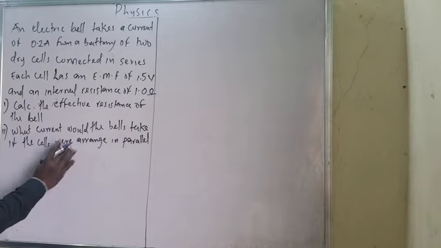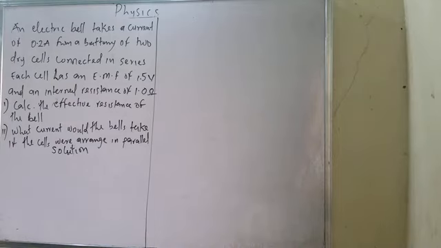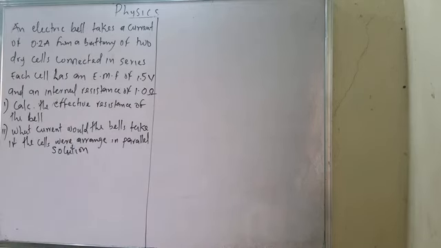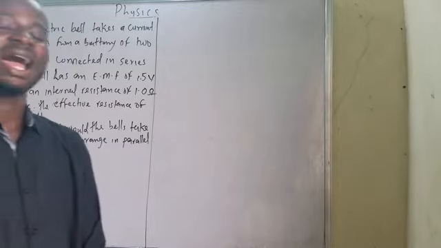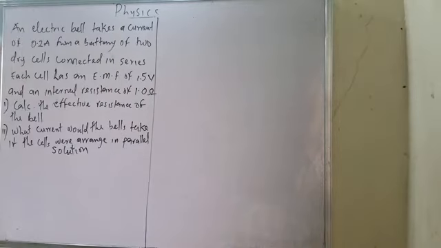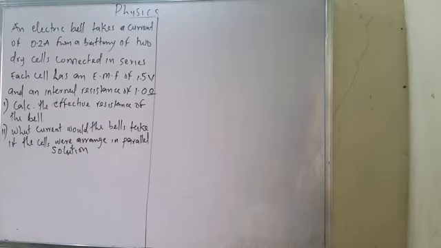Solution to this question. There are two questions. The first one is: calculate the effective resistance of the bell, and what current would the bell take if the cells were arranged in parallel. From the beginning I've explained series and parallel connections, for resistance, voltage, and cells. Please take note of that. Now it's time to apply it. I wish I could give this as an assignment, but let me try to do it.